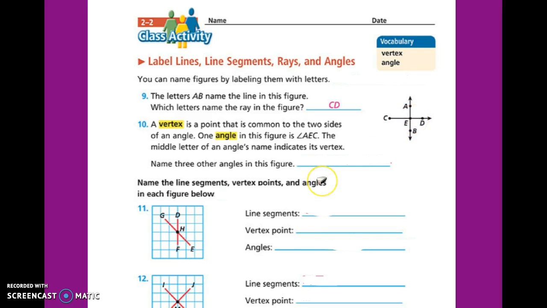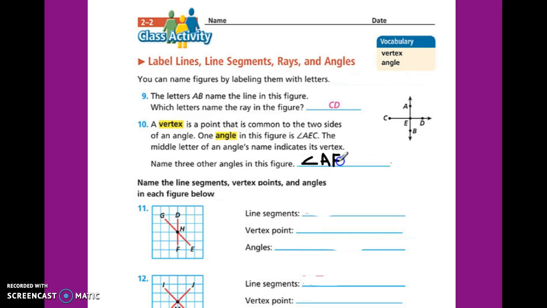So it says to go ahead and label other angles in this figure. So we already did AEC. When I go to write the name of an angle, I draw this little angle sign like this. And then I'm just going to pick some letters and I'm going to put the vertex in the middle. So I'm going to do A, E, D. So angle A, E, D.